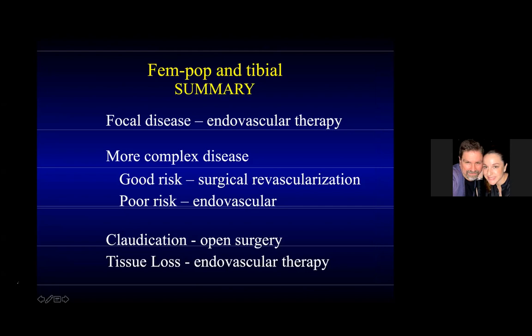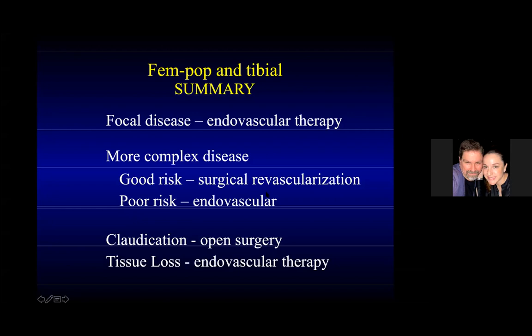Okay, let's see. So FEMPOP and tibial summary. Focal disease. If you have focal disease, we usually recommend endovascular therapy. For more complex disease, if the patient is a good risk, which means that the comorbidities are either well controlled or very low, surgical revascularization with bypass is feasible, it's possible.